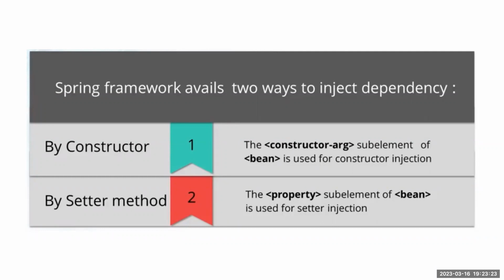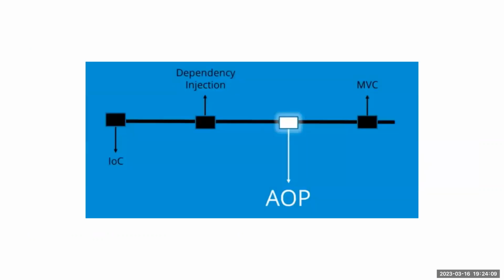But for now, treat it as dependency injection happening using a constructor argument when we say by constructor dependency injection. And when we say by setter method dependency injection, the property sub element of bean is used as setter injection. The setter methods help us create a bean object. That's why we have two different dependency injections: one by constructor and the other by setter method. Okay, let me go to the next topic, AOP. You will see all these as examples going forward, but let me complete this AOP.